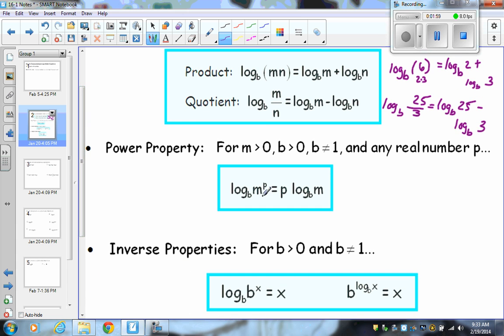Power property, if I'm taking the log of some number being raised to a power, I can just take that power and bring it out front and multiply it through that log. So for example, if I have the log of some base of 3 to the 5th, then I can say that that's equal to 5 times the log of that same base of 3.